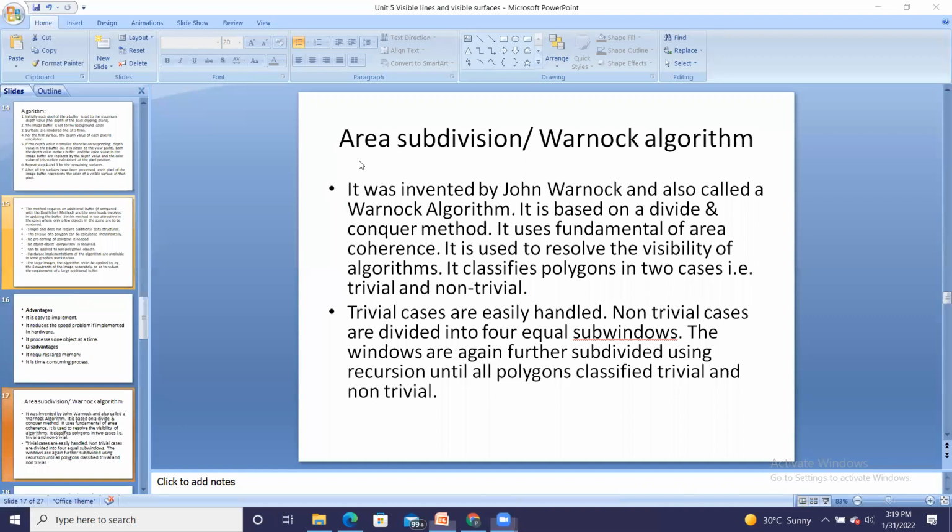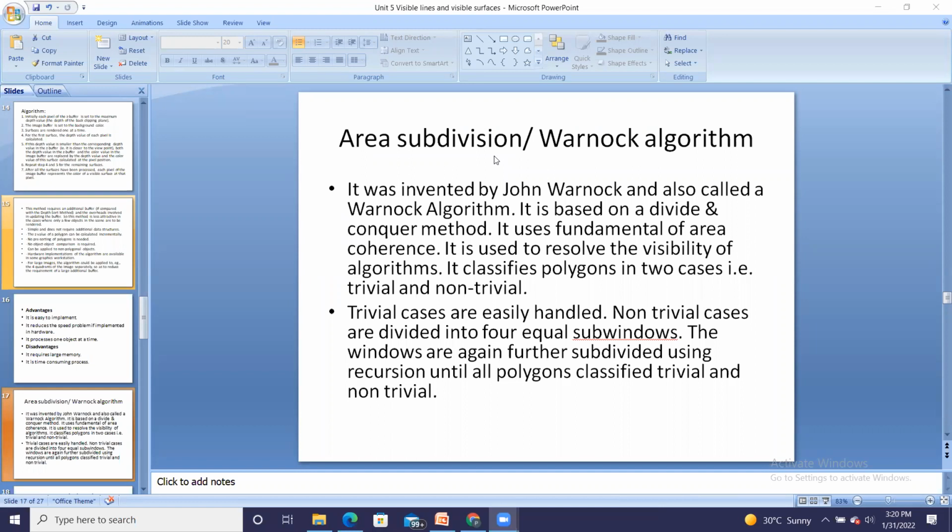So the next algorithm is area subdivision. This algorithm is very simple and it is applicable for many complex objects, right? Because the drawback of the Z-buffer and Painter's algorithms was that they were not applicable for complex objects which are overlapping, or a large number of objects overlapping each other. That disadvantage is overcome in area subdivision, or the Warnock algorithm, because it was developed by John Warnock.